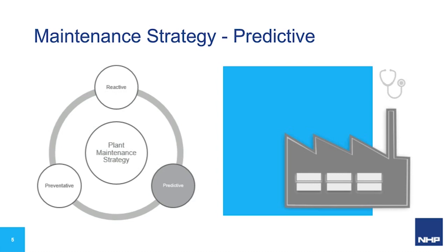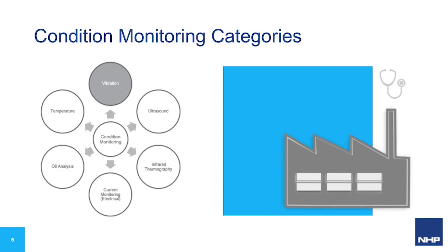So let's take a deeper look into the predictive category. Now, condition monitoring is essentially the process of monitoring parameters that are indicative of conditions in machinery in order to help detect and then identify developing faults. A condition monitoring system provides the sensing, measurement, alarming, presentation, and analysis tools necessary for helping detect and identify developing faults.